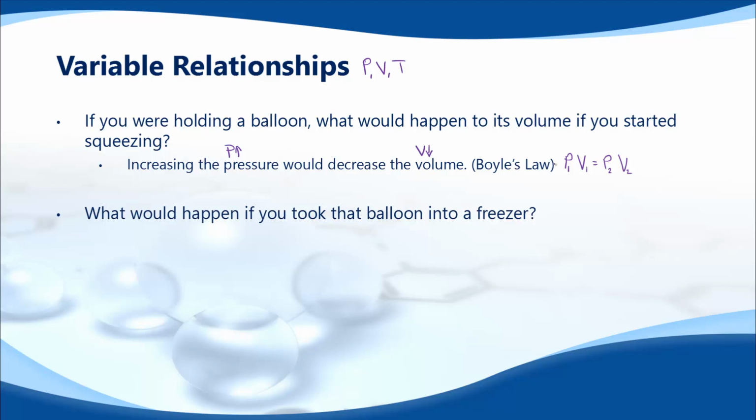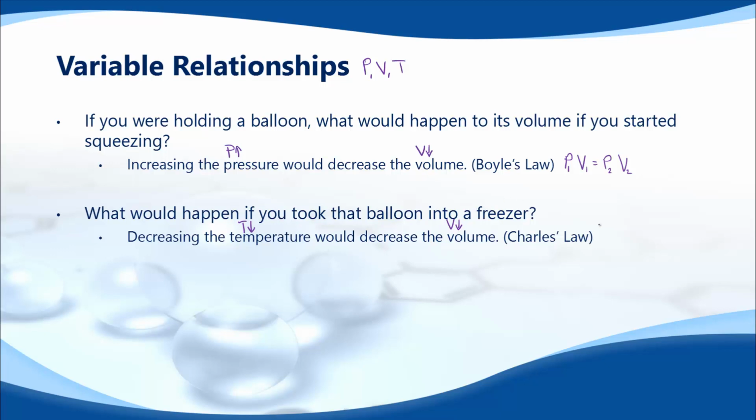What do you expect would happen to the size of the balloon if we put it in a freezer? Well, if we put it in the freezer, what's going to happen is obviously the temperature of the gas, so T is going to decrease, and what happens is volume's also going to decrease. This is Charles' law. This is a direct proportion. One goes down, the other goes down.